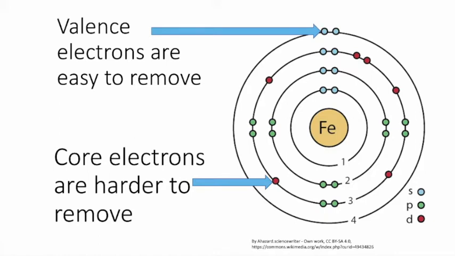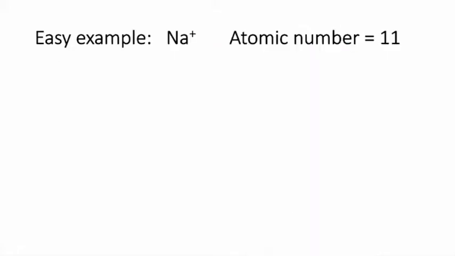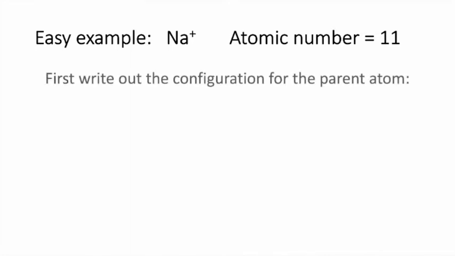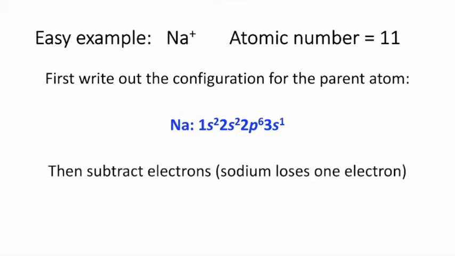We're going to first start with an easy example, sodium, which has an atomic number of 11 but has 10 electrons when it ionizes. The first thing we're going to do is write out the electron configuration for the parent atom sodium. 1s2, 2s2, 2p6, 3s1. Now, sodium loses 1 electron, and we are going to subtract the electron from that 3s orbital to get 1s2, 2s2, 2p6. And yes, we've lost that 3rd shell, and this is not unusual when you're making cations.